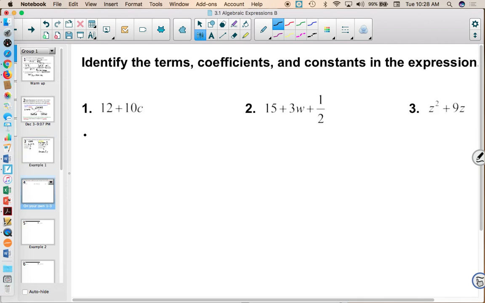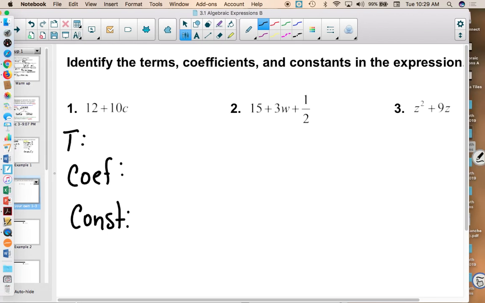Identify the terms. So I've got the terms, I've got coefficients, and I have constants. Now, I did see Tyler do something as he's getting started to help him. He puts over here on this edge, in this case, the number 2 right there. And that tells him there are 2 terms. So that just helps keep it straight.